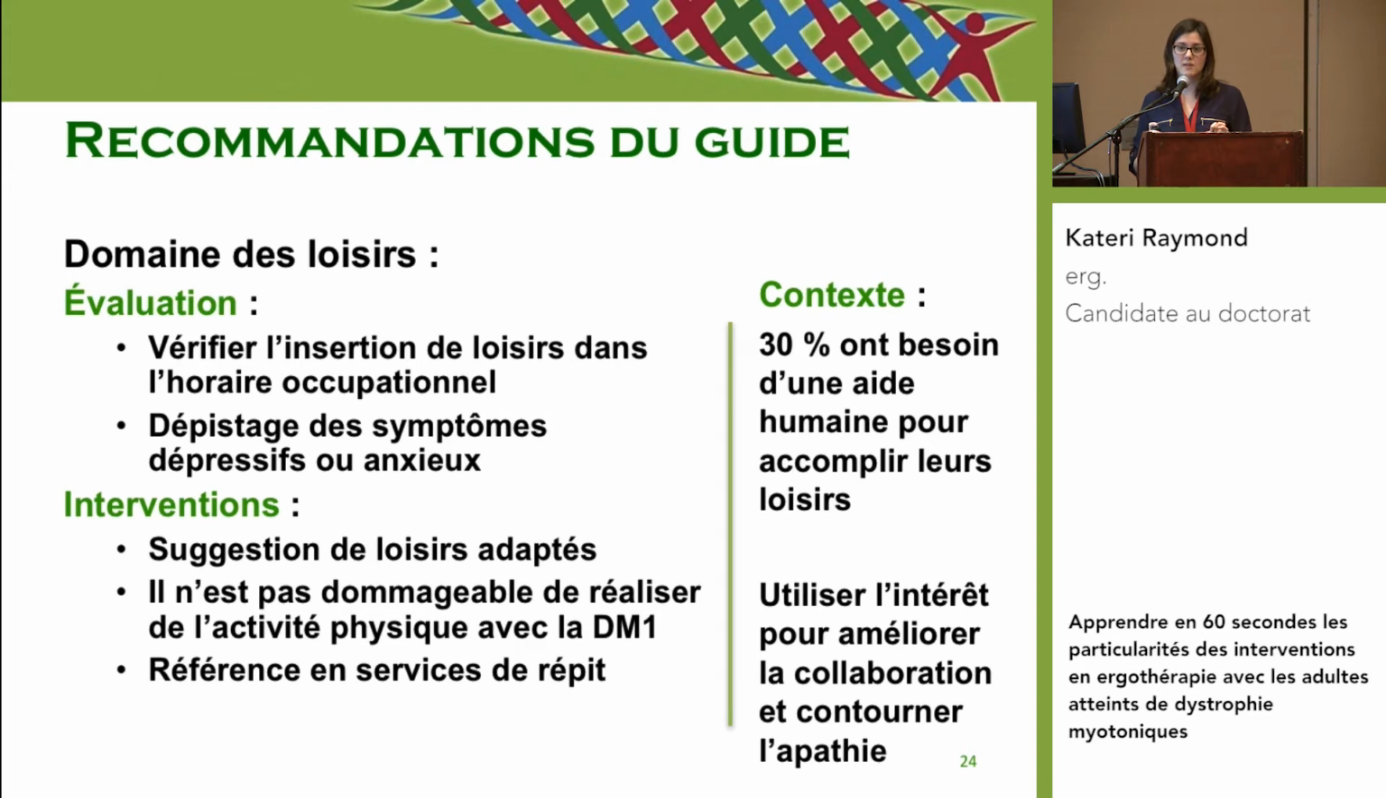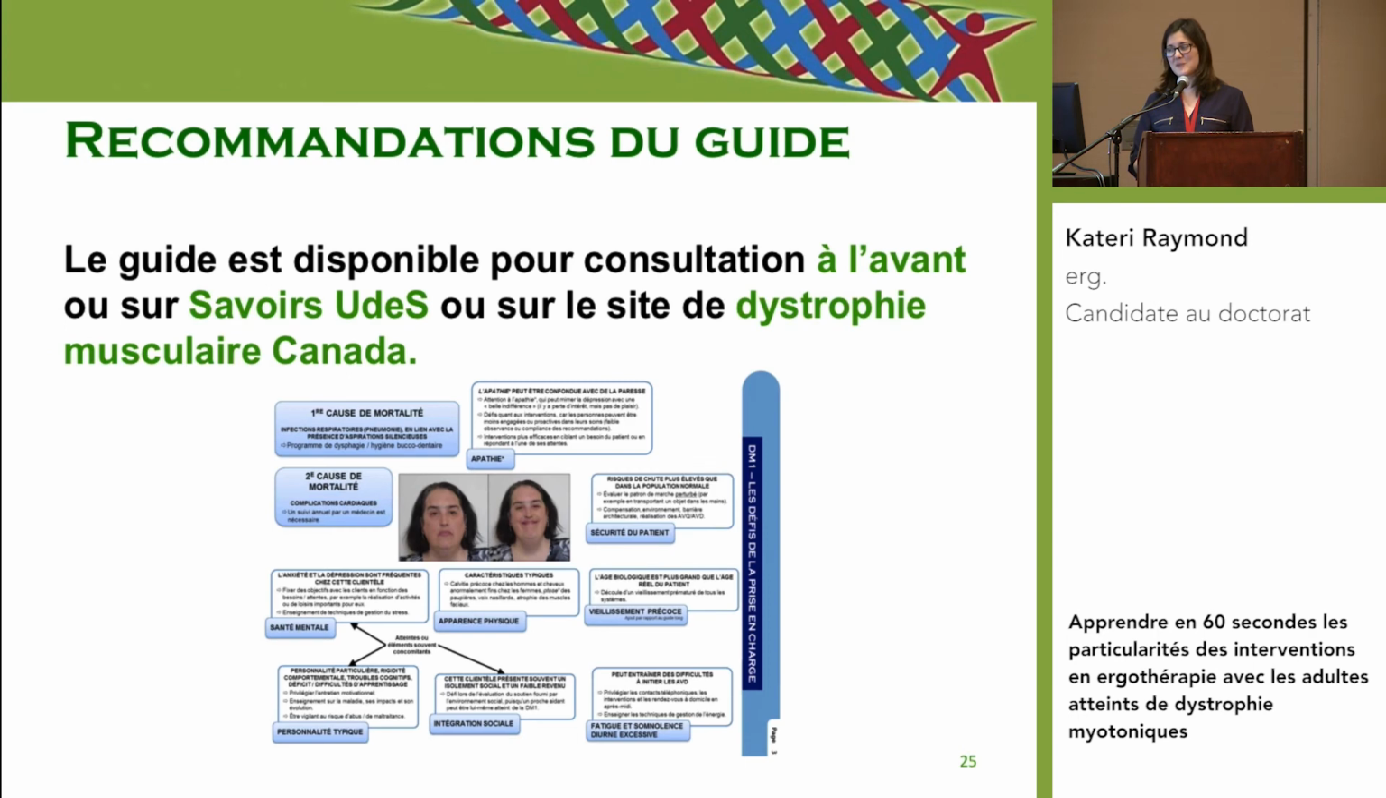And there's also a small section on physical activity where we say it's not damaging for the muscular system, but we really have to make sure that the contraindications are considered, and to make sure the person stops if they're fatigued, or if they're winded, because it could be difficult for them. And we suggest once again to use a person's interest to improve collaboration and to work around apathy, and this can really help the occupational therapist to have a better collaboration and to better intervene with these persons.